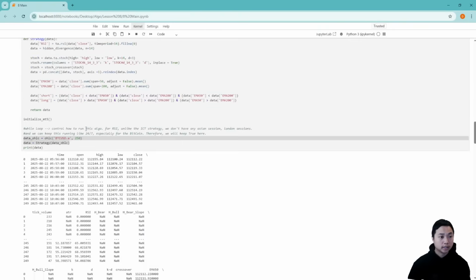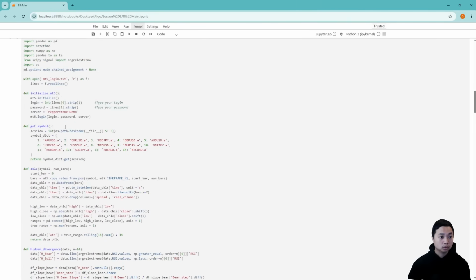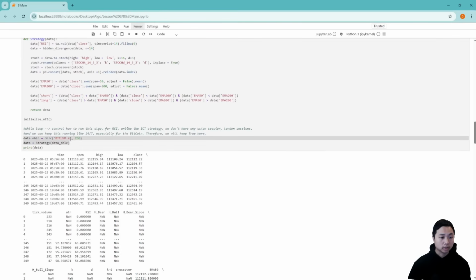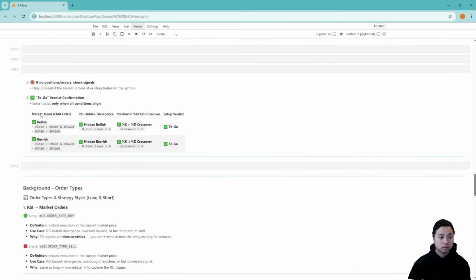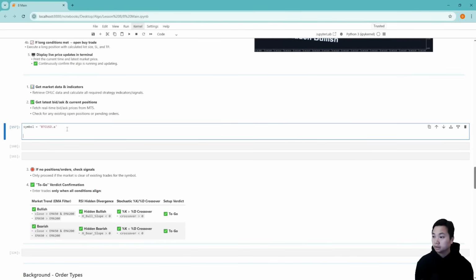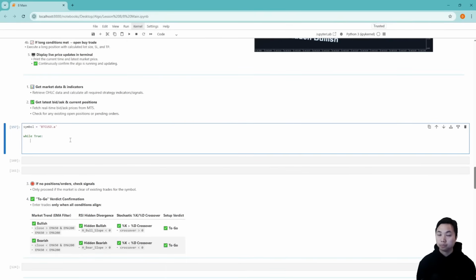Alright, the first thing that I would like to have is to get a single flow here. We're using Bitcoin as an example, and we're going to set up a while True loop to keep it running 24/7. And inside the loop, the first thing is that we would like to pull out the data.